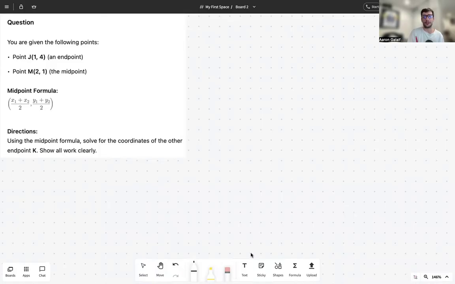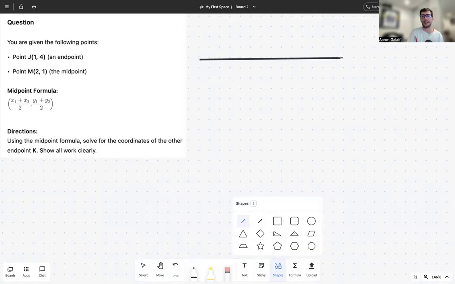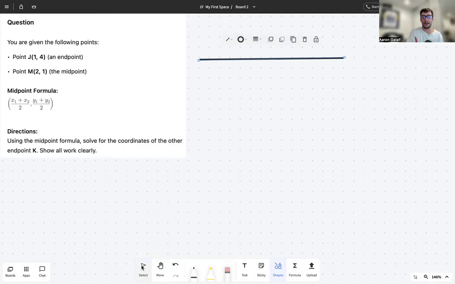The first thing I would suggest doing is drawing a number line. That way we can see where everything is. Then I'm going to place some dots. We have one in the middle, one at the end. We have J, M, and whatever endpoint this is, we'll make it E for endpoint. J is (1, 4), and M is (2, 1). And E we don't know.